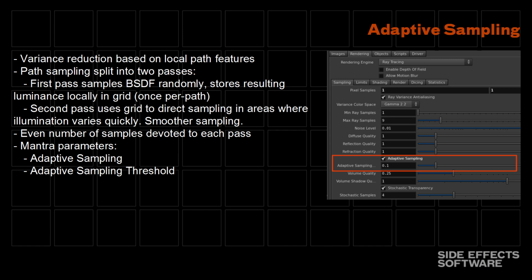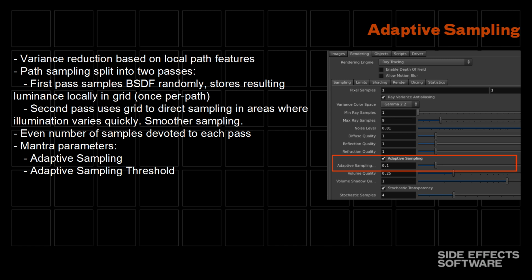The second pass then uses that grid to direct the sampling in the areas where the illumination is varying quickly and where we have a high degree of variance being introduced. The overall effect is to smooth the sampling quality and reduce the amount of noise in the images, and as a result you converge more quickly to the results. There's an even number of samples devoted to each path, so we split the min and max samples in half. Half go towards the initial probe sampling, and half go towards the second guided sampling.